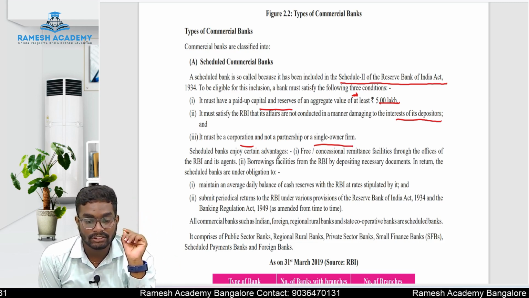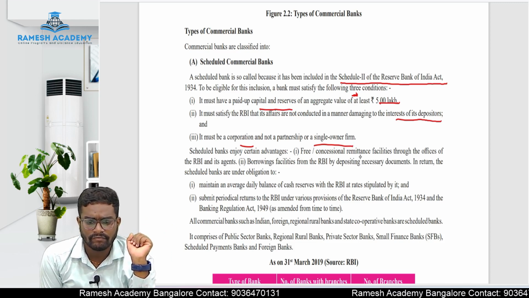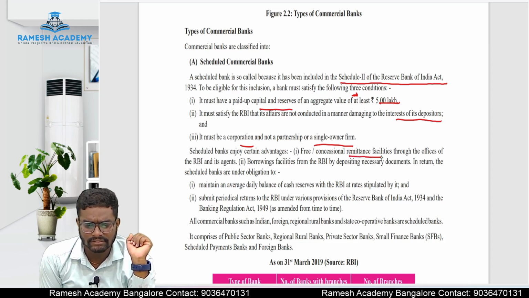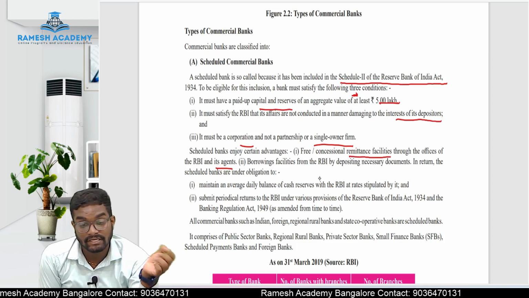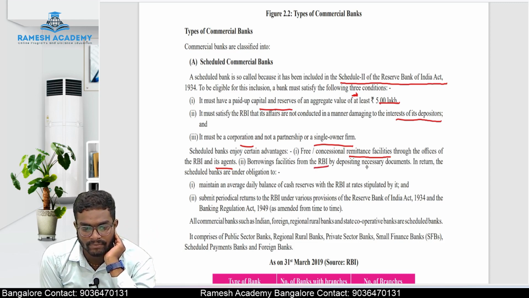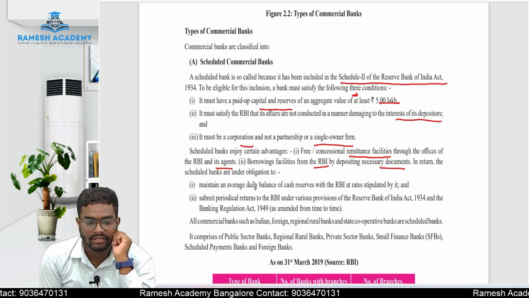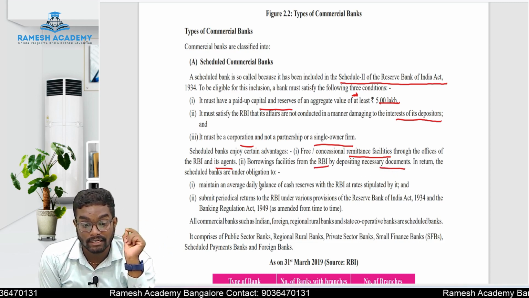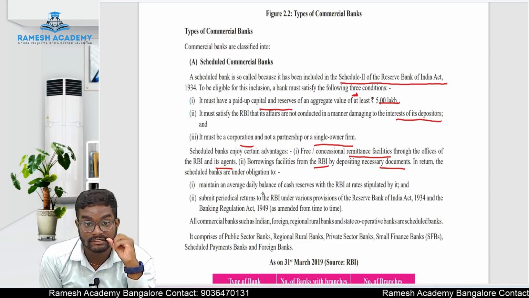Scheduled banks enjoy the following advantages. What are the advantages? Free and concessional remittance facilities through the offices of RBI and its agents. So it will be free sometimes, or it will be at a concessional rate. Borrowing facilities from the RBI by depositing necessary documents. So it can take loans from the RBI. In return, scheduled banks are under obligation. So the advantages are these, and it has certain obligations.